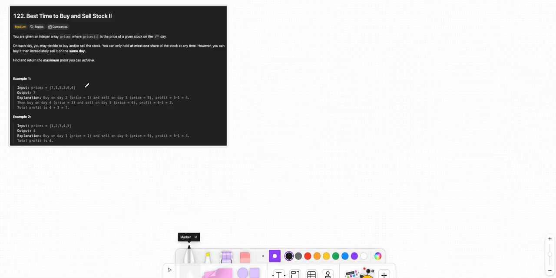Let's solve LeetCode 122, Best Time to Buy and Sell Stock II. I'm given a list of stock prices, and I need to calculate the maximum profit I'm able to make from the stock prices.